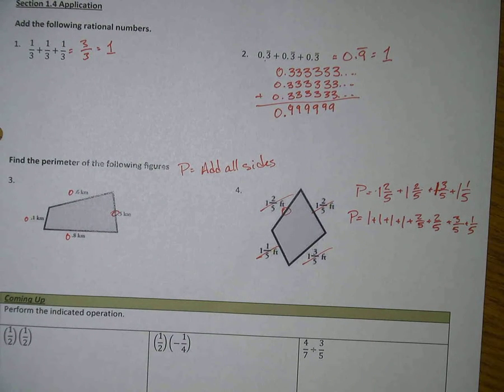Trying to squeeze that in on the end there. And then just add up those fractions and those whole numbers and combine whatever you have at the end, and you'll be good to go. So hopefully that gives you a little bit of insight on how to do these problems. If you have any other questions, feel free to ask me.